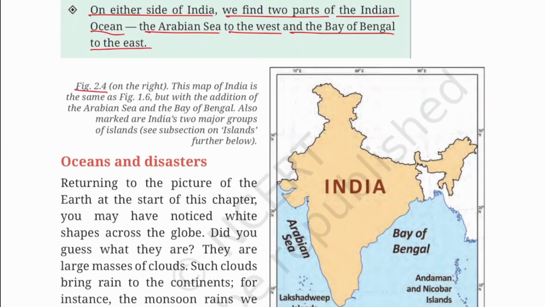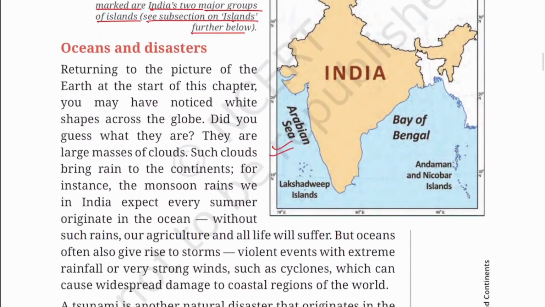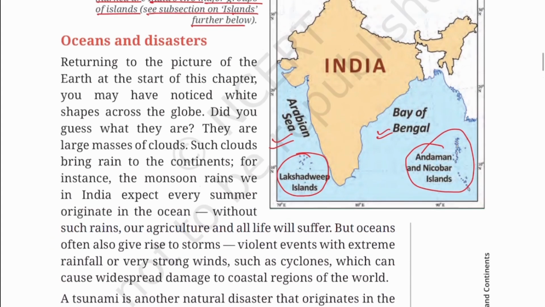Figure 2.4 on the right. This map of India is the same as figure 1.6, but with the addition of the Arabian Sea and the Bay of Bengal. Also marked are India's two major groups of islands. See subsections on islands further below. You can see the Arabian Sea here, the Bay of Bengal. You can see the Lakshadweep Islands and the Andaman and Nicobar Islands.